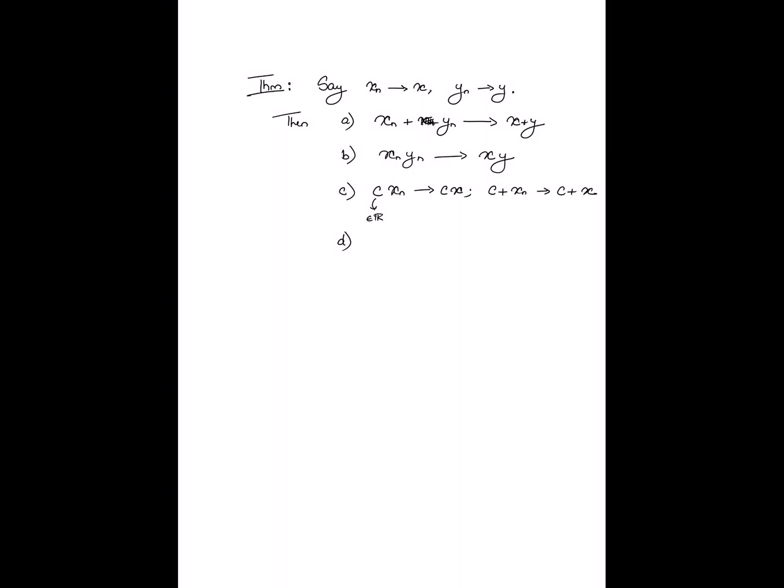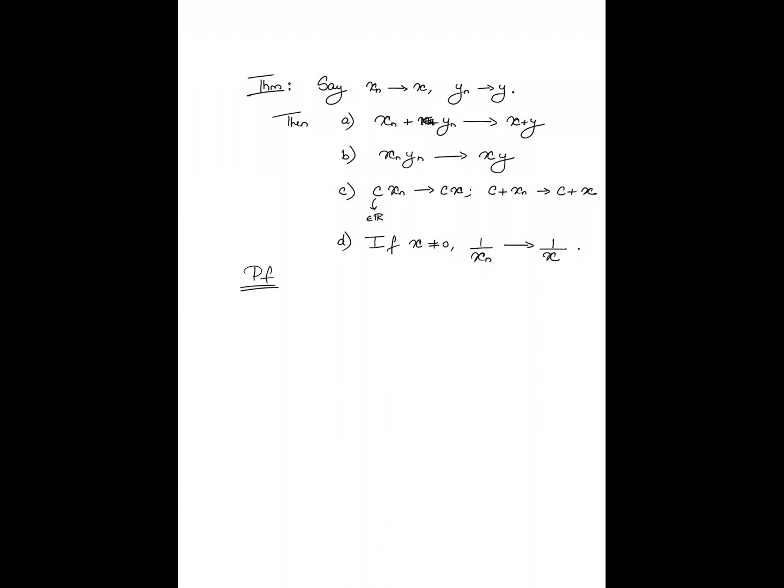And the fourth part is that if the limit x of the first sequence xn is not 0, then the reciprocal sequence, the sequence where every entry is the reciprocal of the original sequence, will in fact tend to 1 by x. Okay, so these are all, as we will see, fairly elementary properties of the definition itself. So let me go through the proof.